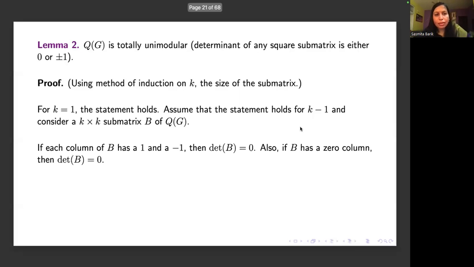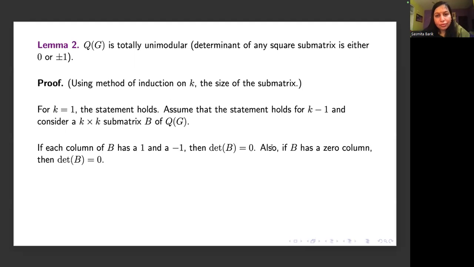So if each column of B has a plus 1 and a minus 1, in that case, obviously, the column sums are 0. So basically, the rows are dependent, and you will get determinant of B equal to 0. Similarly, if B has a 0 column, then also the determinant of B will be 0.